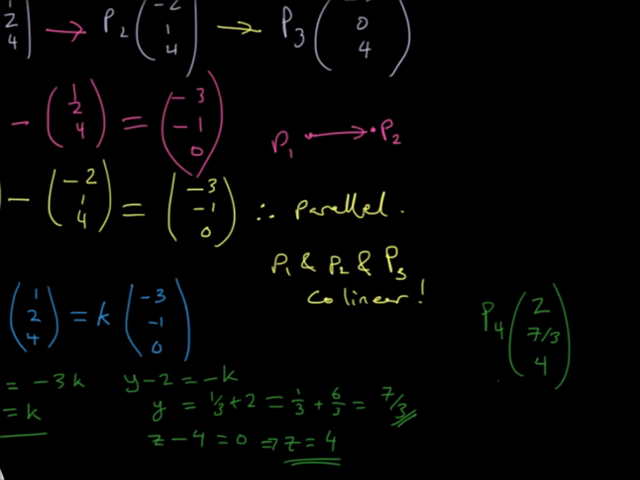Okay, and if you're not sure about whether that's true or not, you can check it by subtracting between that and one of the other points, the P2 or the P3, and you will get some constant times minus 3, minus 1, 0, which means that they're parallel vectors. Okay, hopefully that helps. Let's see you in the next video.